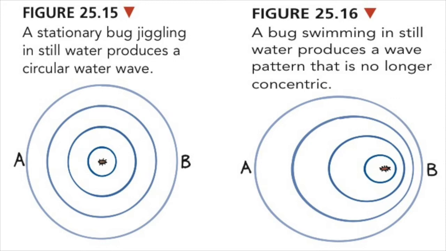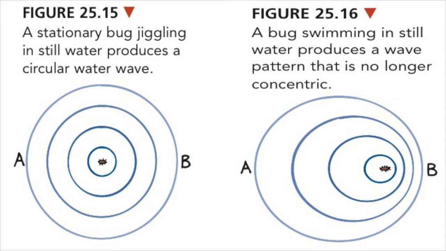An observer at A, on the other hand, encounters a lower frequency because of the longer time between the wave crest arrivals. To reach A, each crest has to travel farther than the one ahead of it due to the bug's motion. As a wave source approaches, an observer encounters waves with a higher frequency. As the wave source moves away, an observer encounters waves with a lower frequency.